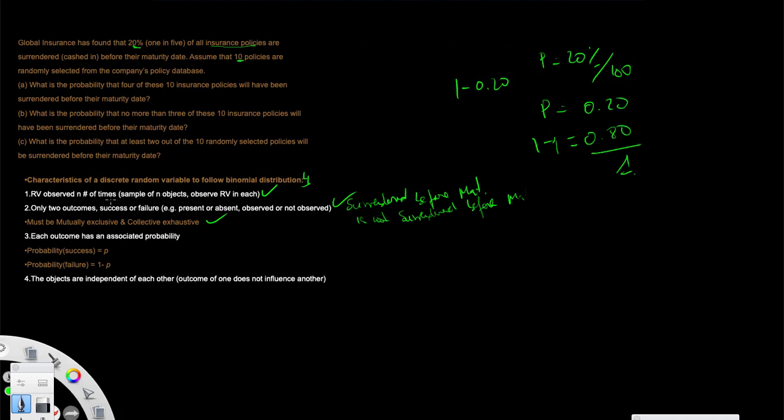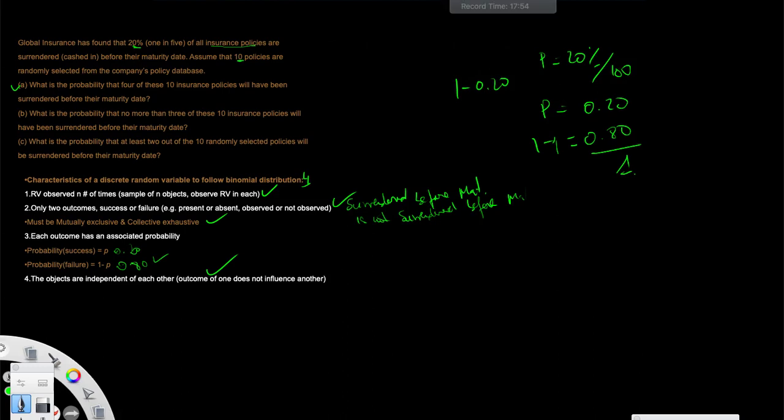So each outcome has an associated probability. Yes, of course, we've just done that now. So this one is also met. And the fourth one is also met because the trials are independent of each other. Each policy status does not affect the other policy status. So it's either you surrender it or not. Everyone can have a choice there. So we've met the four conditions. Now let's go and answer question A. They're telling us, what is the probability that 4 of these 10 insurance policies would have been surrendered by maturity date? Let's go and solve that.